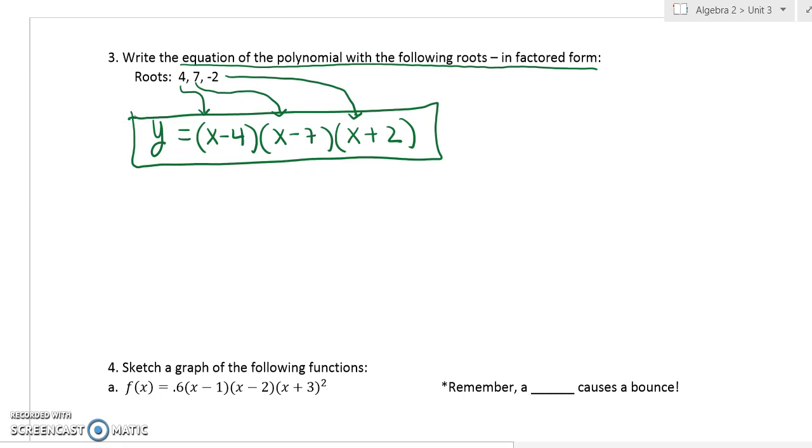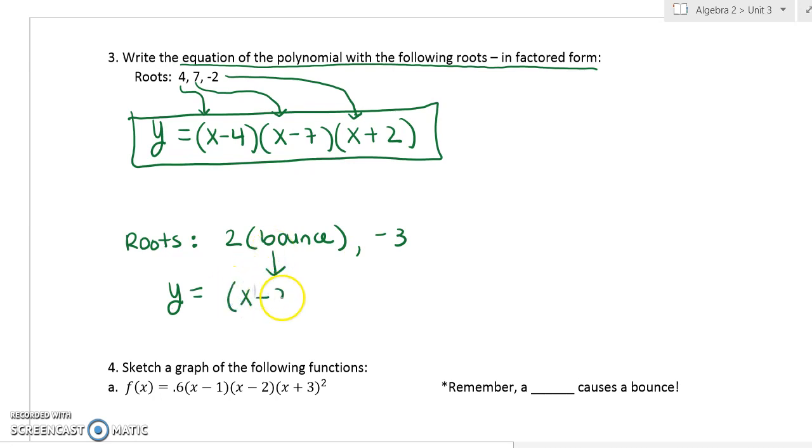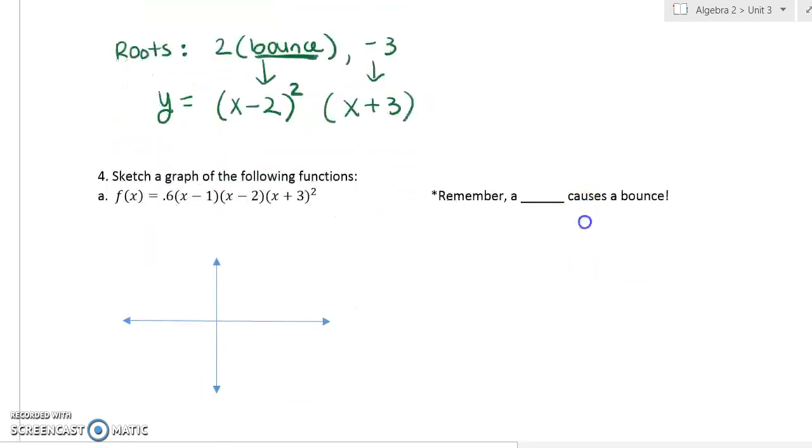Now, here's a side note, just so you know. What if I said, hey, I have roots that are 2, but it has a bounce, and another one that's negative 3. So in this case, we would have y equals, and the 2 would give us a factor of x minus 2. But since there's a bounce, that means that it has to be like a quadratic, which means even degree. So we have to put a little 2 there. And then the negative 3 is going to give us the x plus 3. Since they're not saying it's a bounce, then we know that it has a power of 1, or at least an odd power. All right, let's look at example 4.